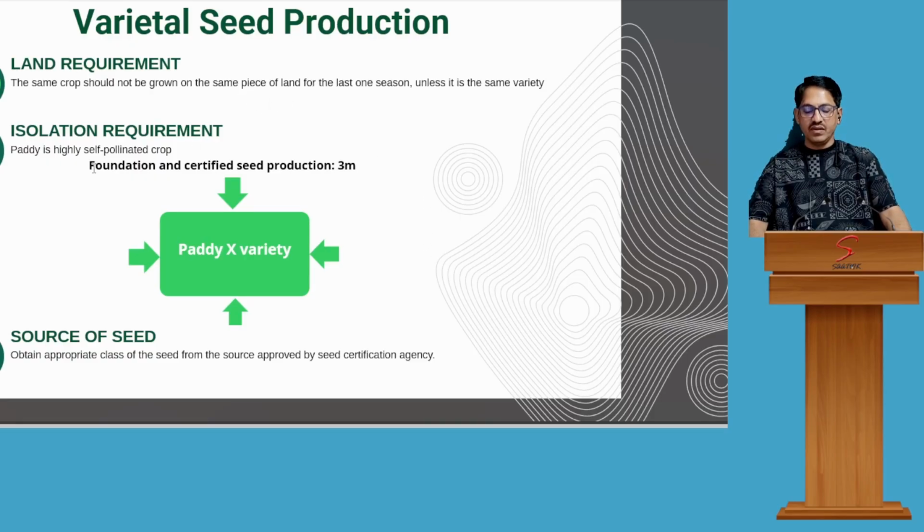First of all, we will discuss the varietal seed production of rice. The first basic requirement in case of seed production is selection of site or land requirement. Friends, as you are all aware, whatever piece of land you are going to select must be free from volunteer plants. Means on the same piece of land in the previous year, rice should not have been grown.